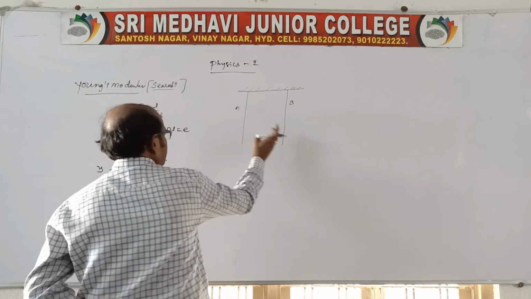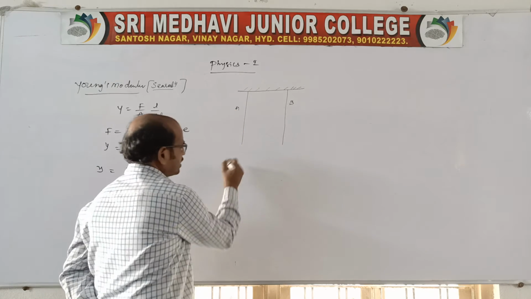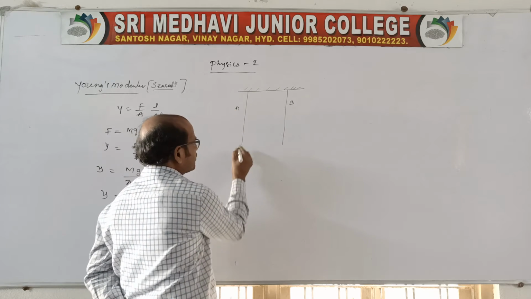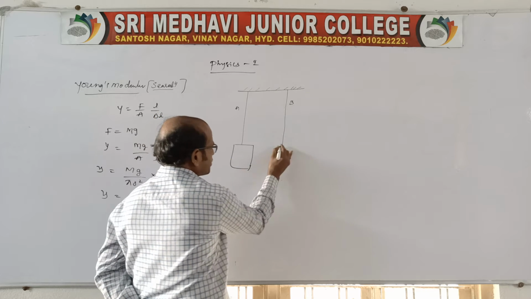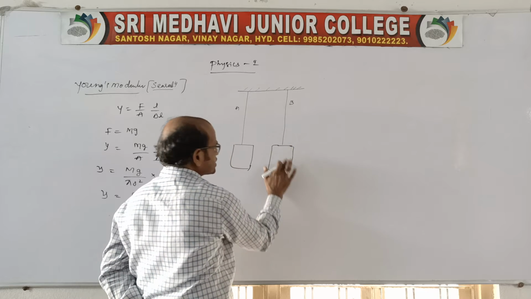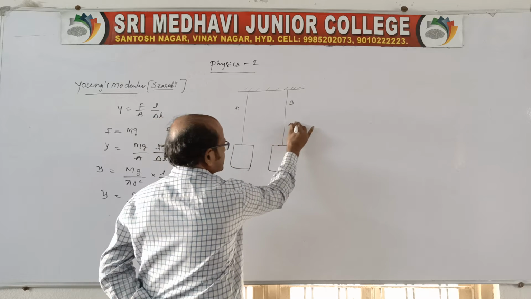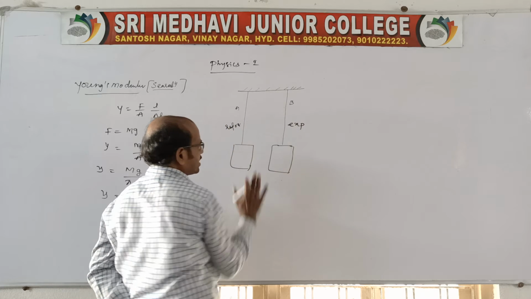A is the one material of a wire, B is the same material of a wire, and both the wires are connected. This is an experiment related. Two metal frames are connected like this, right? This is an experimental wire, and you take this as a reference wire.